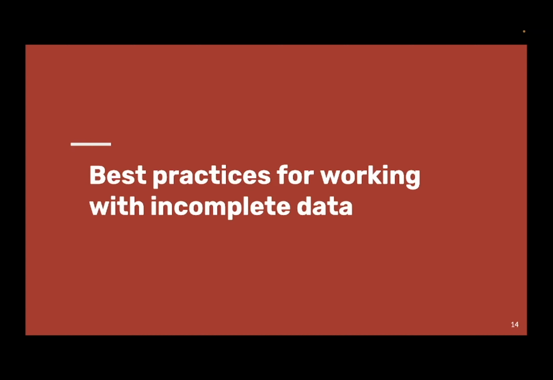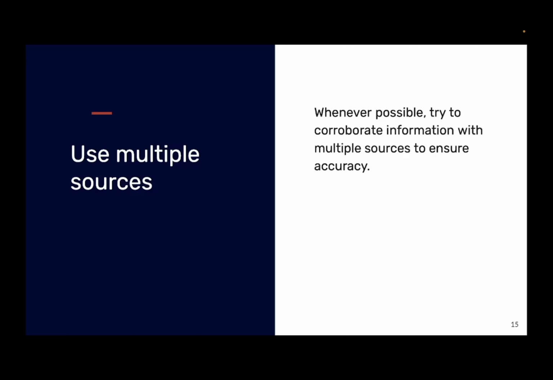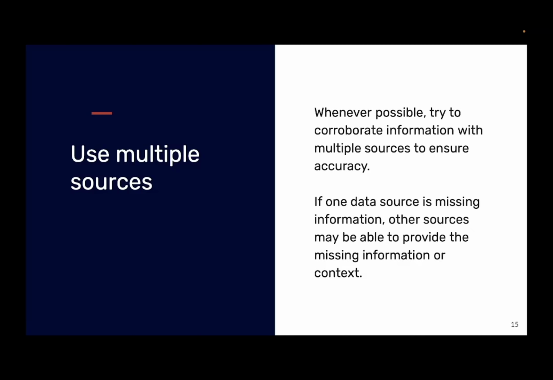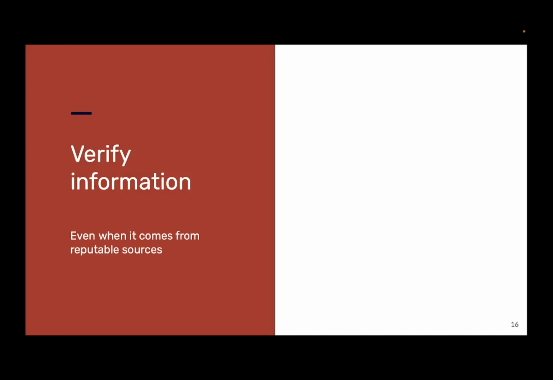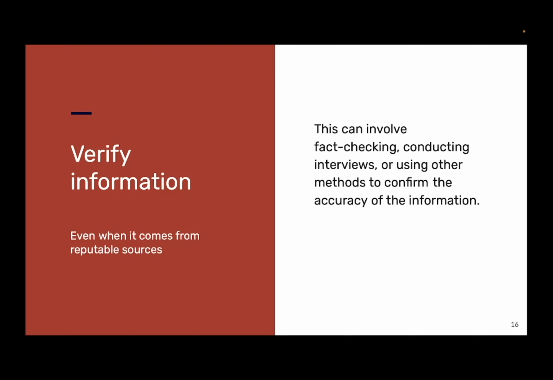Best practices for working with incomplete data. Use multiple sources. Whenever possible, try to corroborate information with multiple sources to ensure accuracy. If one data source is missing information, other sources may be able to provide the missing information or context. Verify information, even when it comes from reputable sources. This can involve fact-checking, conducting interviews, or using other methods to confirm the accuracy of the information. See more in the Verifying Information lesson.